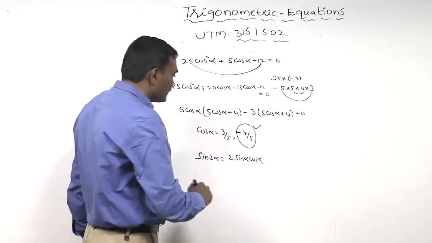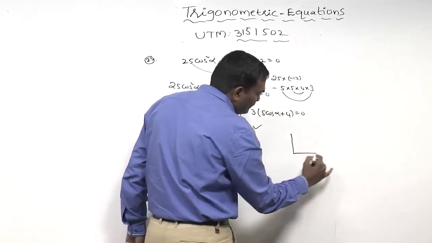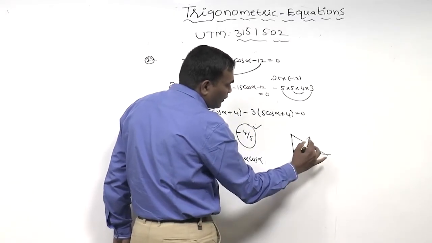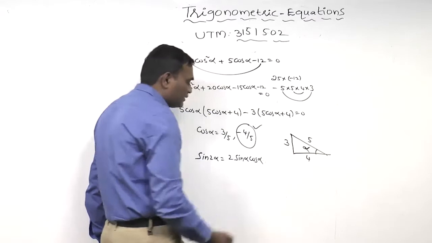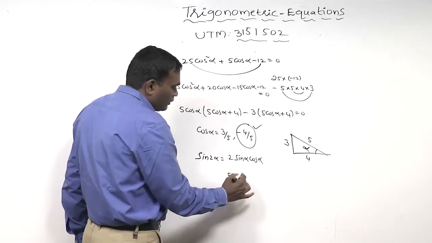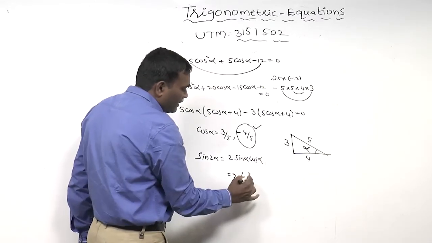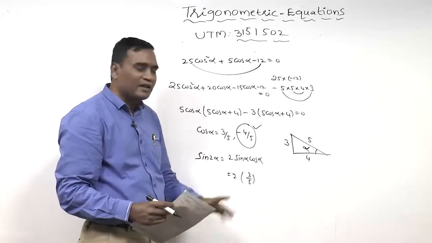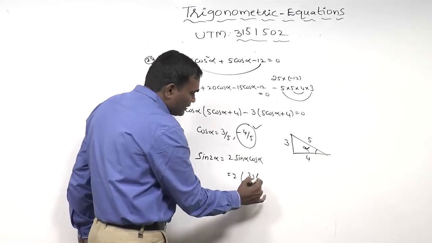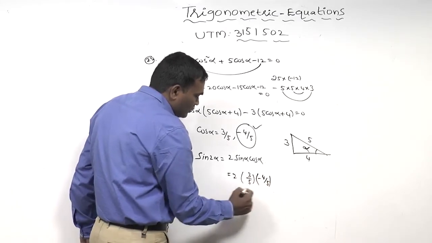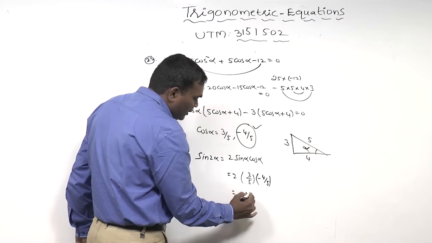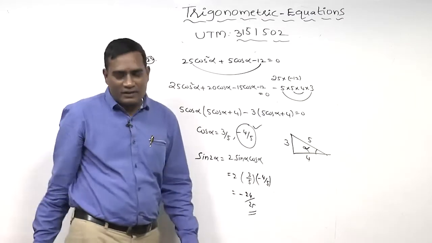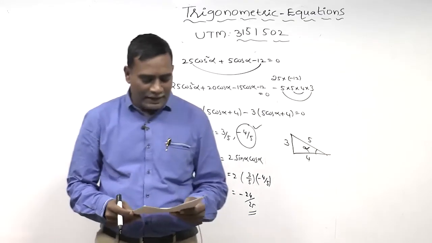What about sine alpha? Take a right angle triangle. Cos alpha means adjacent side by hypotenuse. What is the opposite side? 3. This is equal to 2 into sine alpha, which is 3 by 5. Is it positive or negative? In the second quadrant, sine is positive, that's why you take 3 by 5. In the second quadrant, cos is negative, that's why you write minus. So what is the answer? Minus 24 by 25. Minus 24 by 25 is the answer.